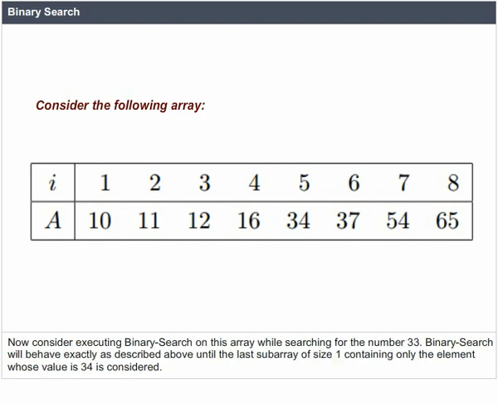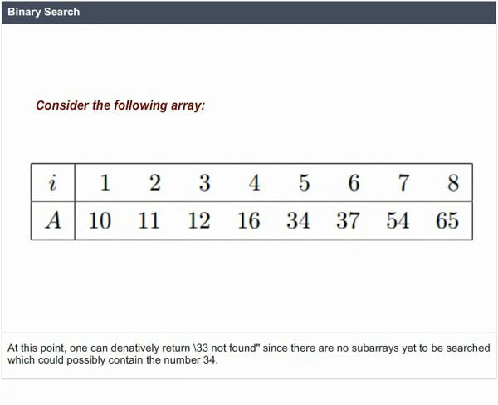Now consider executing binary search on this array while searching for the number 33. Binary search will behave exactly as described above until the last subarray of size 1 containing only the element whose value is 34 is considered. At this point, one can definitely return 33 not found, since there are no subarrays yet to be searched which could possibly contain the number 33.